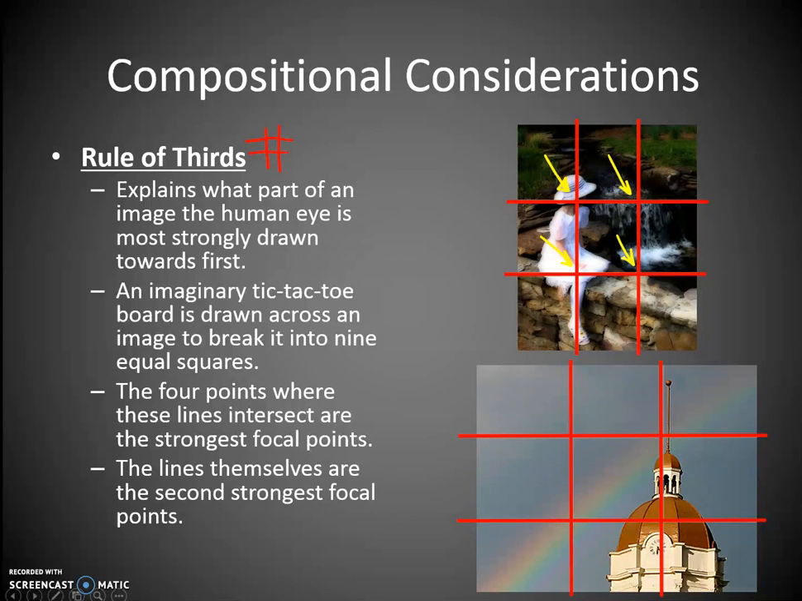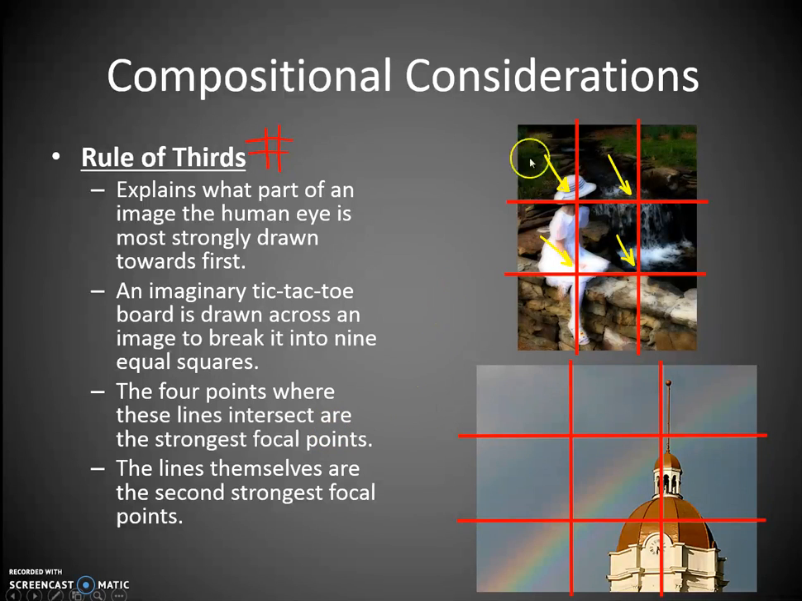So as we're sitting here looking at this drawing with this young girl, you'll notice that her head is on one of those intersections. That is the strongest area for a focal point. When I come down here and I'm looking at this cupola, I'm seeing that the main part of the cupola is right on this intersection right here. That's the strongest point for a focal point. That's what it's saying here.